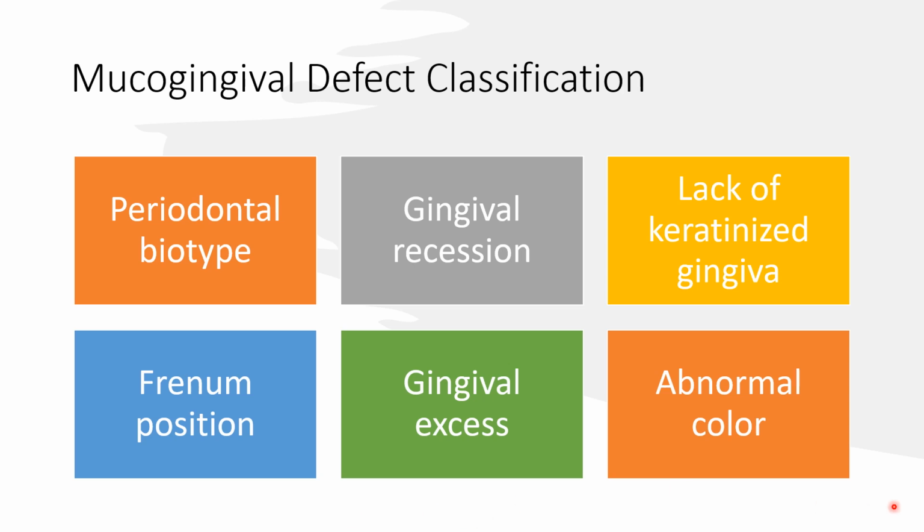The 2017 World Workshop on the Classification of Periodontal and Peri-implant Diseases and Conditions proposed a new classification for mucogingival conditions based on treatment and potential root coverage, and it includes the following components: your periodontal biotype, gingival recession, which is related to the interdental clinical attachment loss, the lack of keratinized gingiva, the frenum position, gingival excess, so excess gingiva, right? And then your abnormal color.